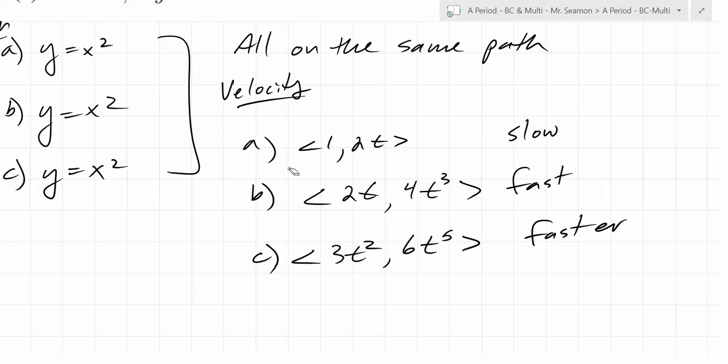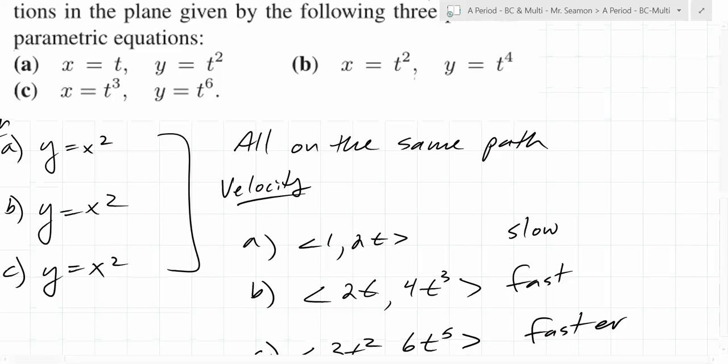Are these ever going to be in the same place at the same time? Except at 0, 0. Are these ever going to be at the same place at the same time? At 1, 1. Yes, at 1, 1, they would be at the same place. Because at time 1, what are they all? They're all at 1, 1.